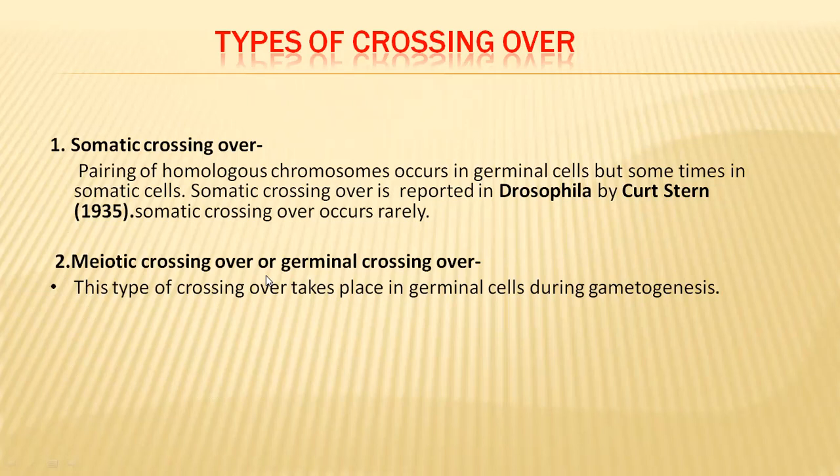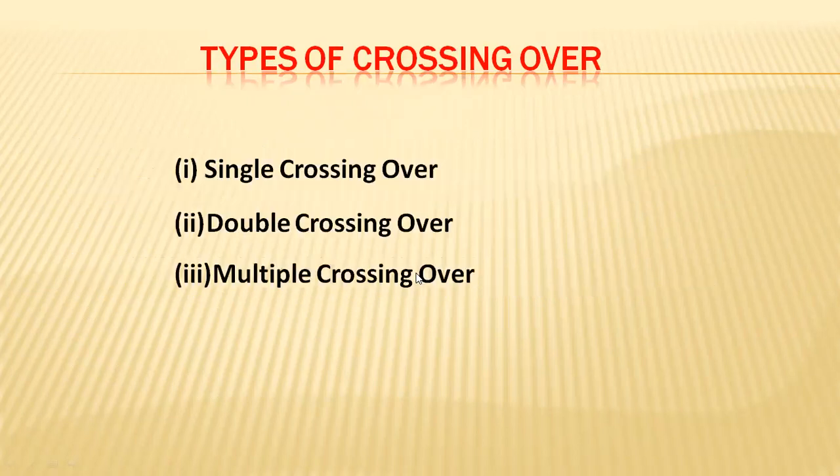It occurs in almost all organisms during this meiosis process, and it is very, very important from an evolutionary point of view also. And another type of crossing over is based on in how many places the crossing over occurs during this prophase 1 phase.